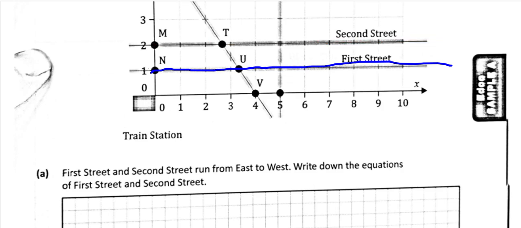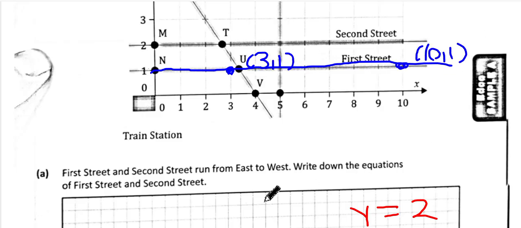The red street is the line y equals 2. And the blue street is therefore, by that logic, the line y equals 1. That's it. Any horizontal line is a y line, and you just find what y value it is. It never ever moves from 1 and it never ever moves from 2. That means one of them is y equals 1 and the other one is y equals 2.